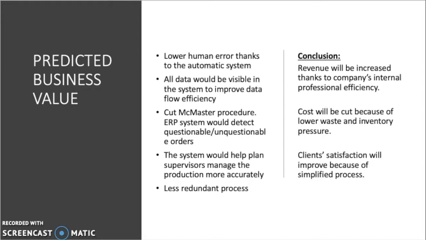Then we cut the MC master procedure. The ERP system will detect questionable and unquestionable orders, and all the orders will be dealt with, blocked and unblocked automatically. And finally, the system will help plant supervisors manage the production more accurately. The system will give the managers more detailed information about the production protection and also the material requirement and the market trends.